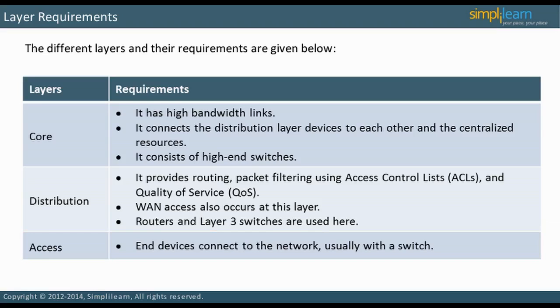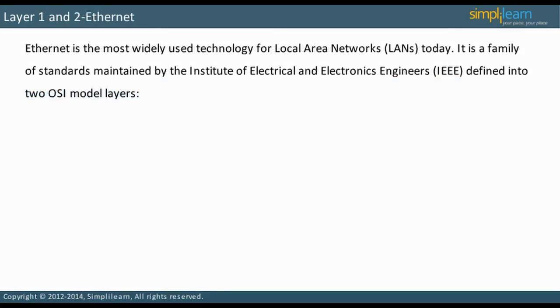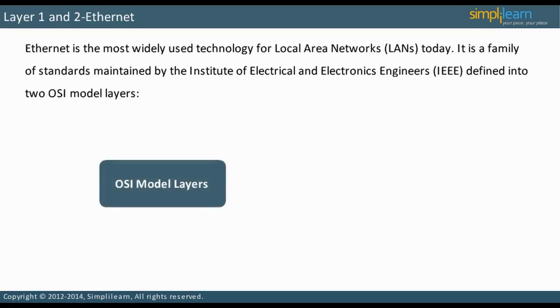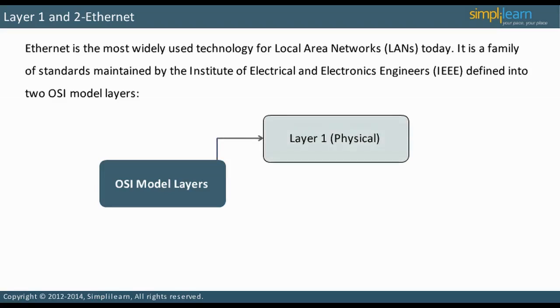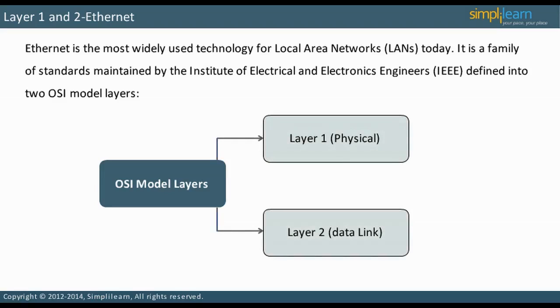Let us focus on an important Layer 1 and 2 technology, that is Ethernet, in the following slide. Today, Ethernet is a widely used technology for local area networks, LANs. It is a family of standards maintained by the Institute of Electrical and Electronics Engineers, IEEE. Ethernet is defined by 2 OSI model layers, Layer 1 physical and Layer 2 data link. Let us take a look at some Ethernet standards in the next slide.